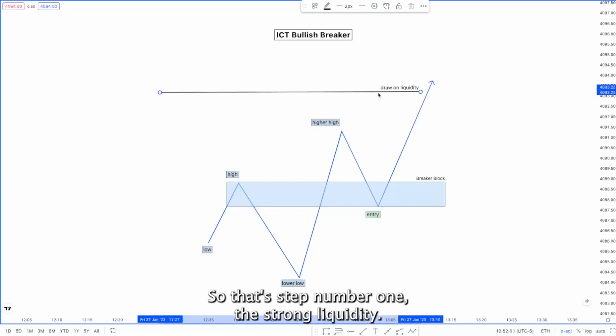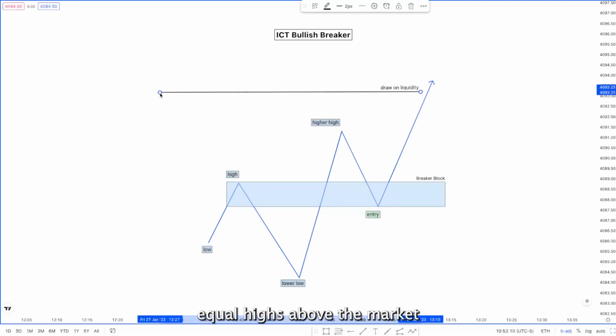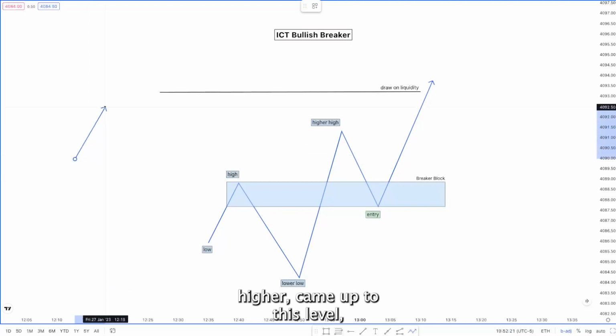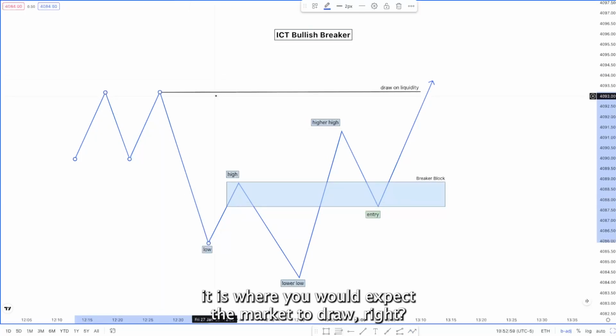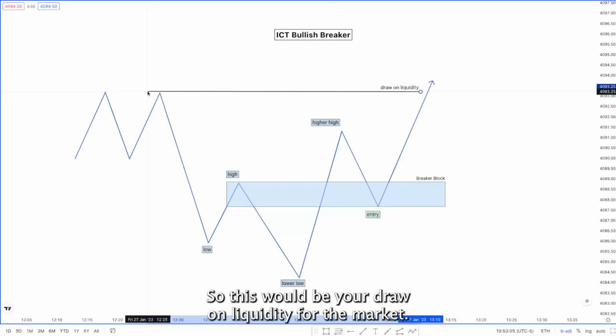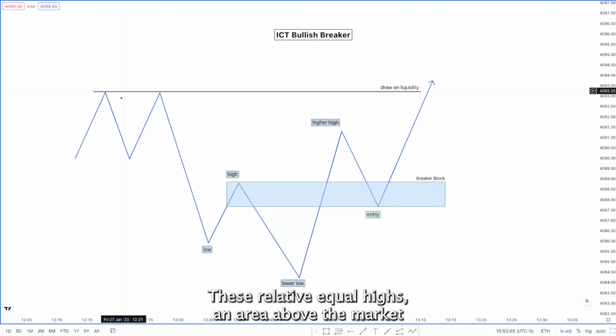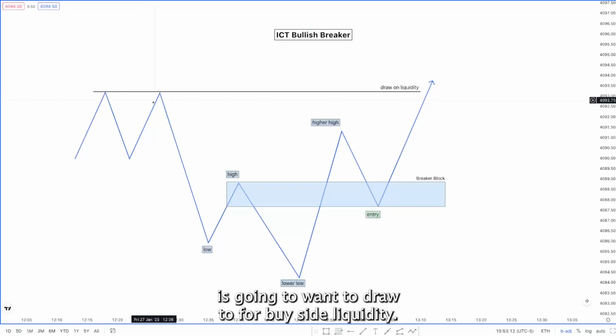All right, so that's step number one, this draw on liquidity. You want to make sure that you have an area or a target where the market is going to draw. ICT always talks about his relative equal highs. Ideally, if you can get relative equal highs above the market that the market may want to draw to. Let's say you had a price run higher, came up to this level, came up to this level again and rejected it. That is where you would expect the market to draw, right? So this would be your draw on liquidity for the market, these relative equal highs, an area above the market that has sell stops that the market is going to want to draw to for buy side liquidity.